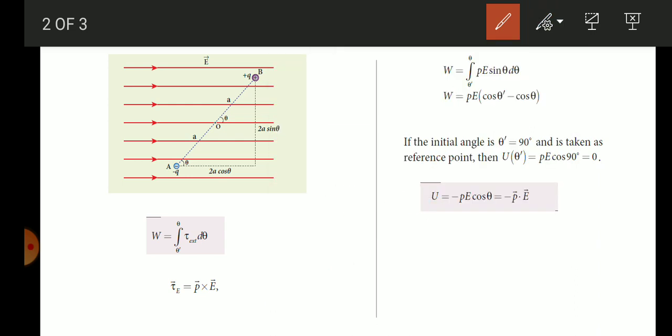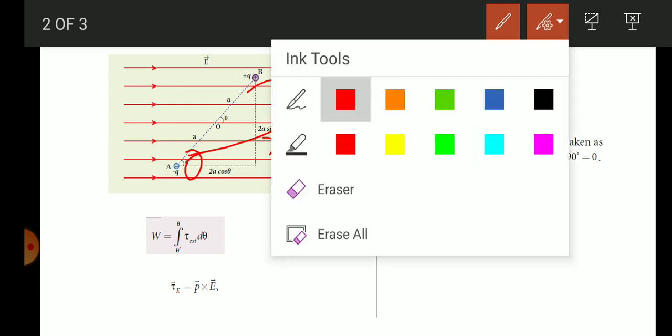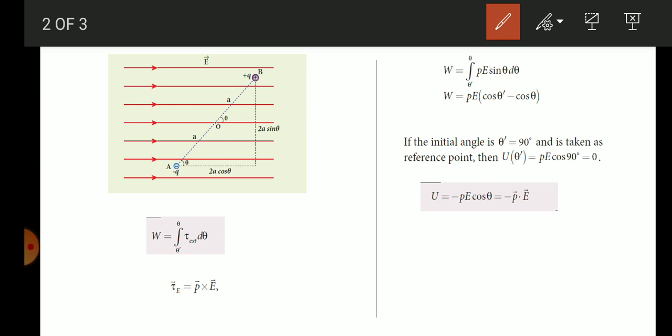Then W is equal to the integration over theta prime to theta, where theta prime is nothing but the new theta. When the dipole is rotated, there will be a new angle, correct? So the angle varies between theta and the new theta prime. That is why they give this as the limit, theta prime to theta. The integration, that is, the work, is valid between these angles only. Then P E sin theta d theta. When I do the integration of sin theta, I will get cos theta.